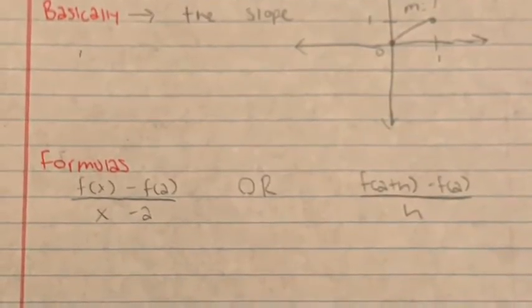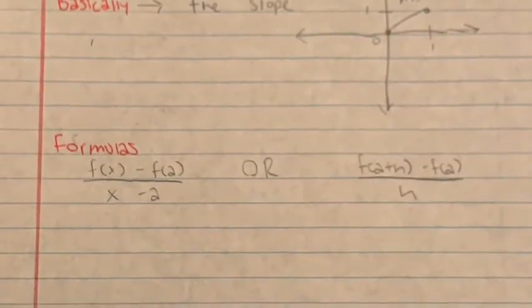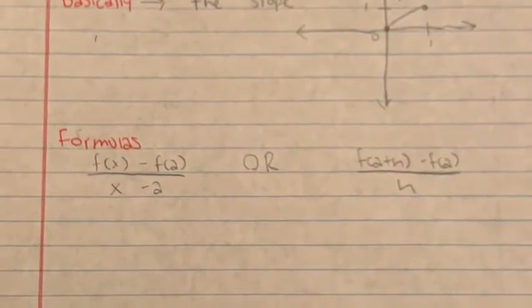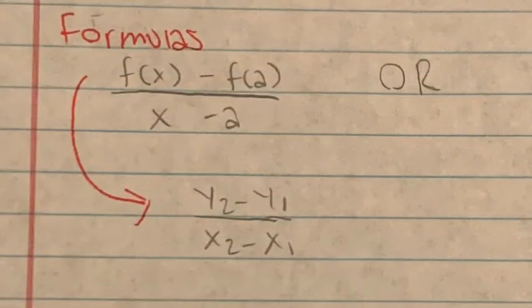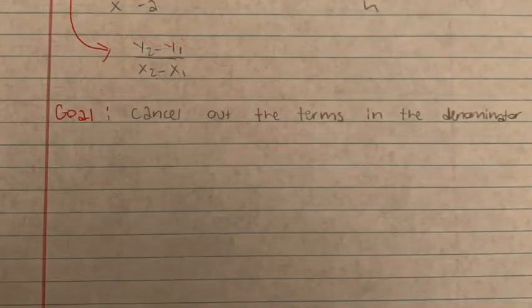Now we can discuss the formulas that relate to difference quotient. The first is f of x minus f of a over x minus a. The other, f of a plus h minus f of a over h. You may notice that the first formula bears resemblance to the slope formula, which you are so familiar with already. Now, the end goal of the difference quotient is canceling out all the terms in the denominator, which will make more sense once we go over some examples.